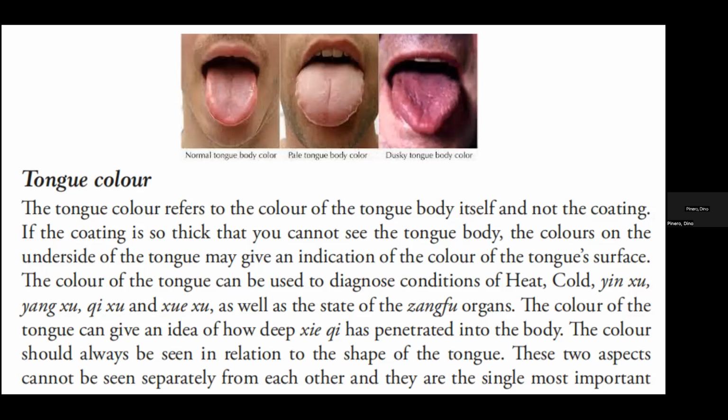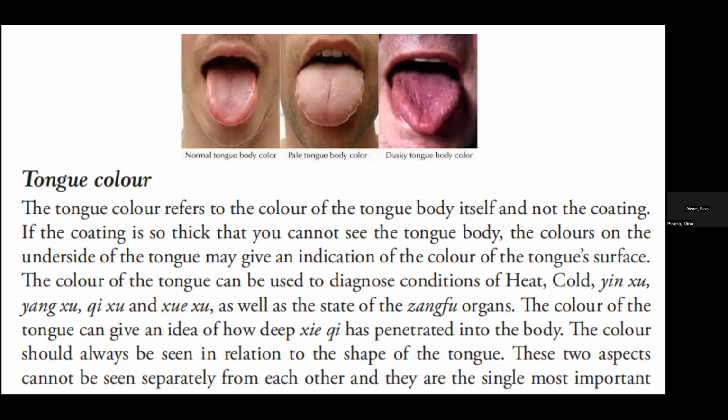Next, if the coating is so thick, usually there is a coating on top, that you cannot see the tongue body, the color of the underside of the tongue may give an indication of the color of the tongue surface. So to determine the color of the whole body of the tongue, for example, if it has a covering on top, usually in the center, to know the true color of the tongue body, we usually check the sides. That is what indicates the color of the tongue body or tongue surface.